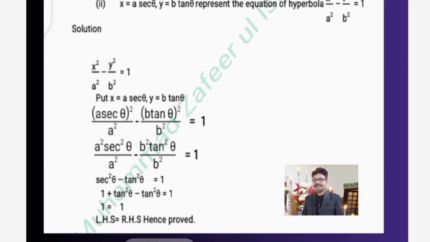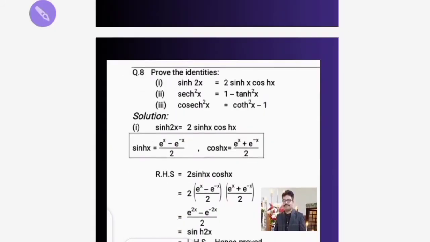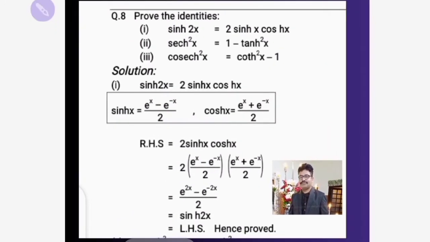As left hand side is equal to right hand side, so these parametric equations x is equal to a secant theta and y is equal to b tangent theta represent a hyperbola. Now we will solve the next question, question number 8.